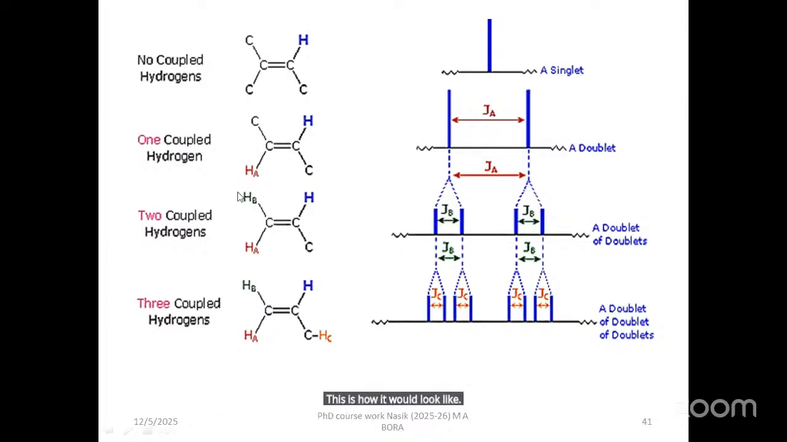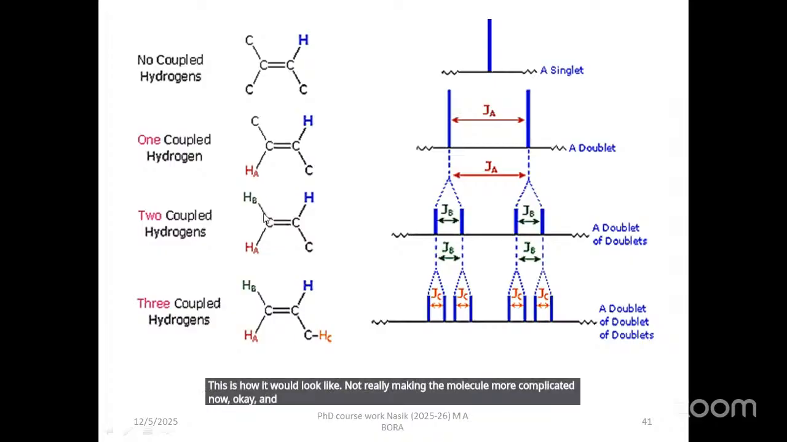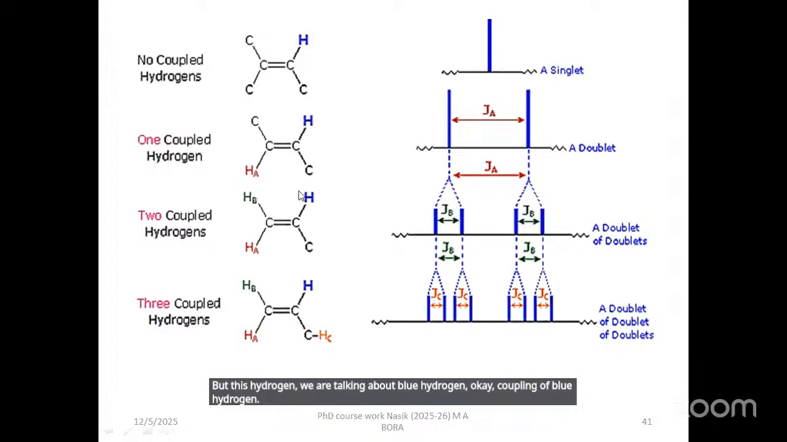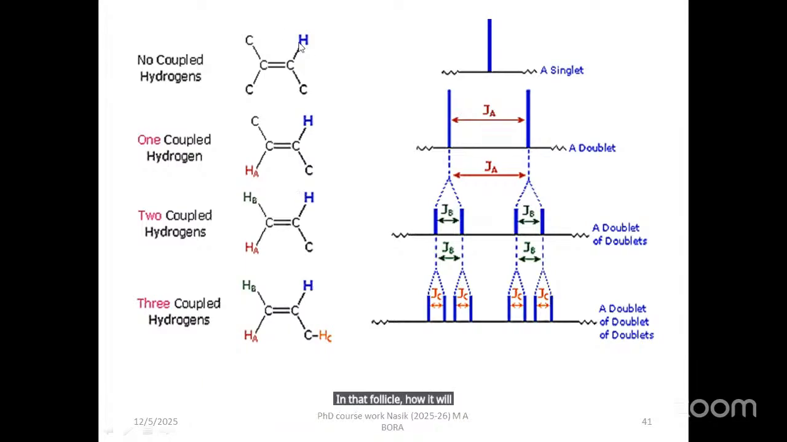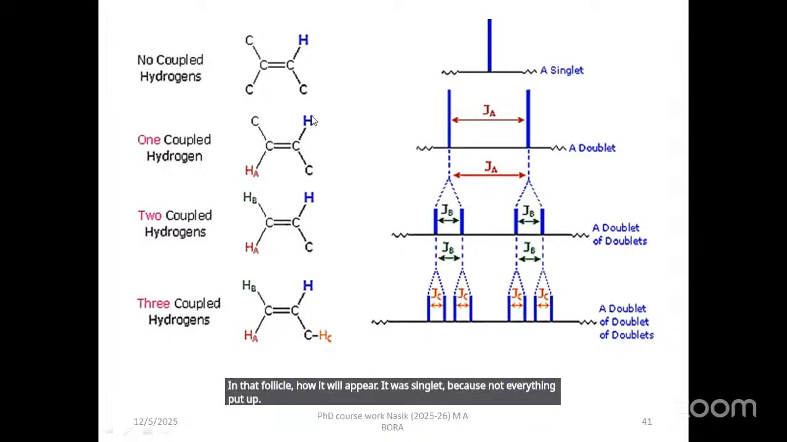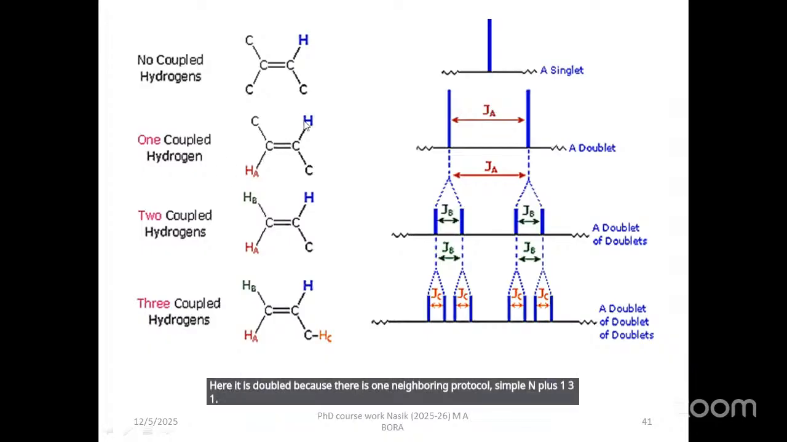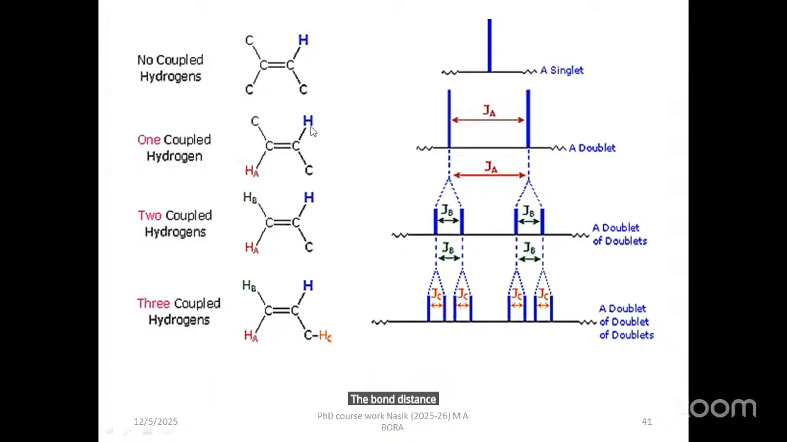So this is how it will look. Now we are making the molecule more complicated. On the same carbon, we are adding one more hydrogen. We are talking about the blue hydrogen. How will its coupling appear in that molecule? Here it was a singlet because there was no neighboring proton. Here it is a doublet because there is one neighboring proton. Simple n plus 1 rule, three bond distance, vicinal coupling, done.